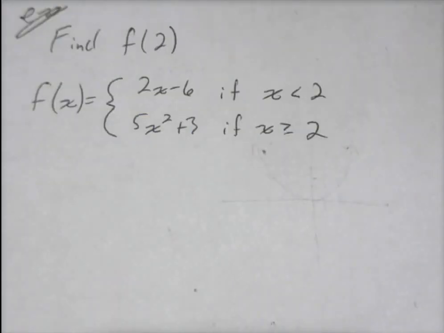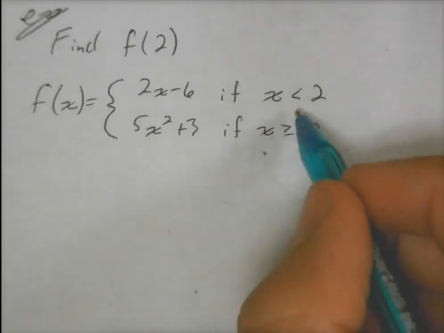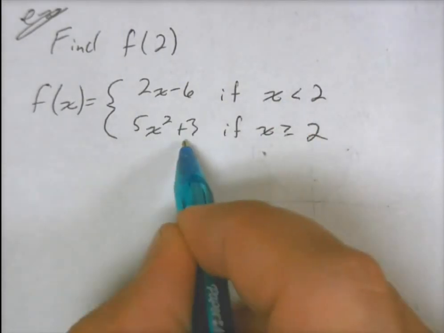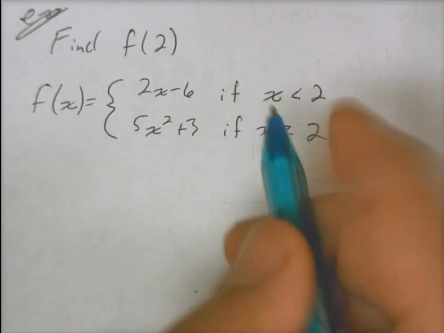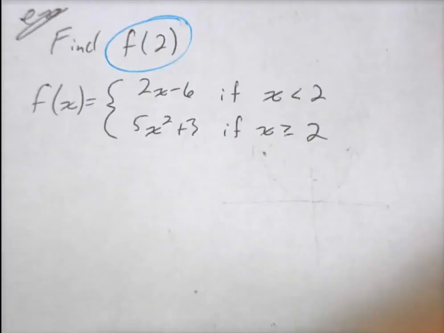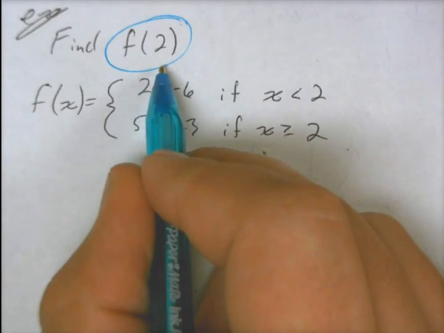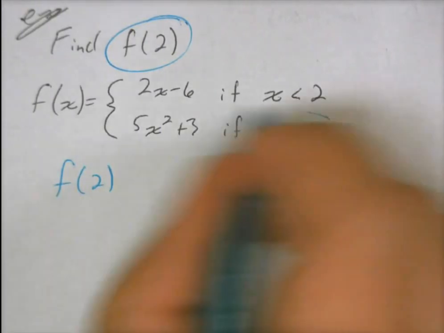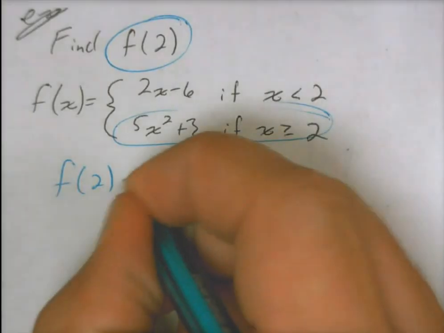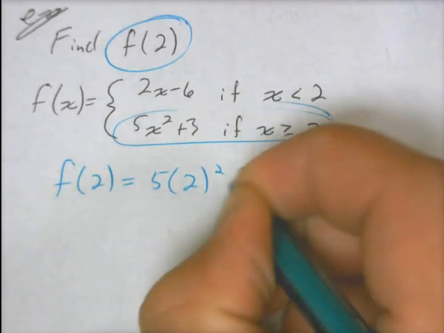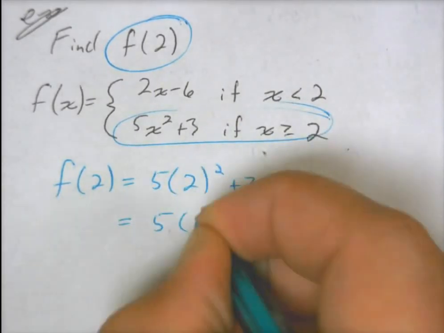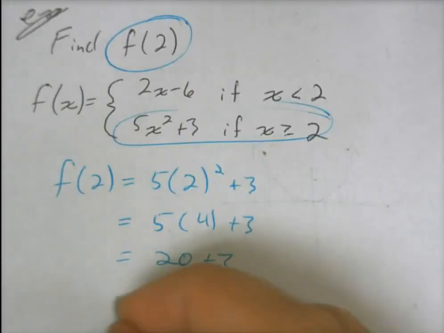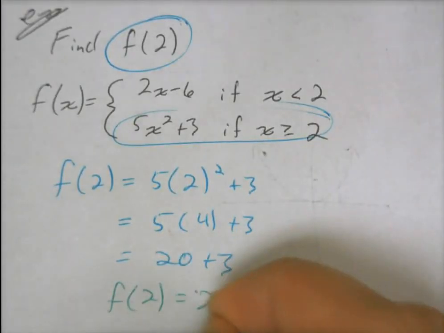This particular function is called a piecewise function. Pretty much we have two pieces. We have 2x minus 6 as long as x is less than 2, and we have 5x squared plus 3 if x is greater than or equal to 2. So in this instance, I'm trying to find f of 2, the function value right at 2. Right at 2 I will be using this part of the function here. So I can say 5 times 2 squared plus 3. So I have 5 times 4 plus 3, so 20 plus 3. So hopefully f of 2 should be 23.